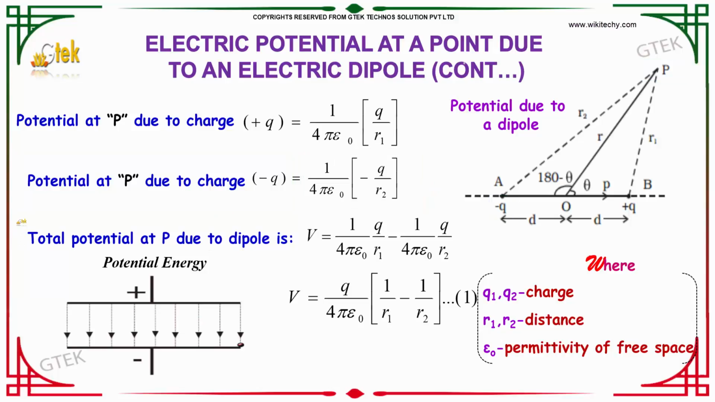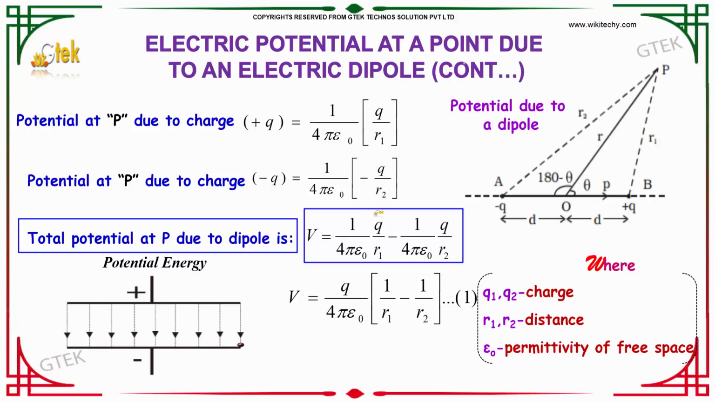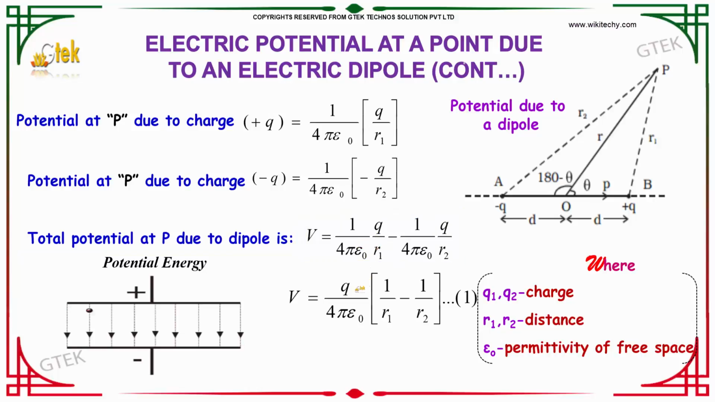In order to find the total potential at a point P due to the dipole, V equals 1 divided by 4 pi epsilon naught Q divided by R1 minus 1 divided by 4 pi epsilon naught Q divided by R2. So in order to find out the total potential at a point P due to its dipole, we need to calculate in this way.